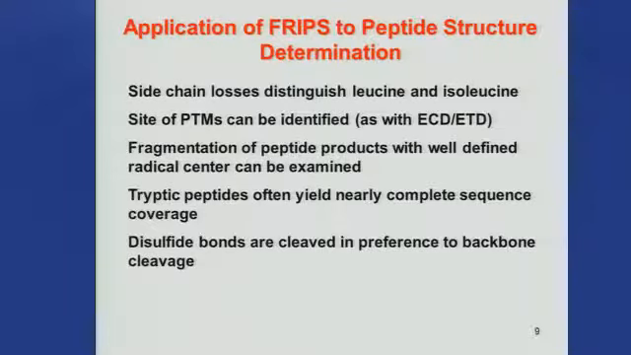Side chain losses here, you can distinguish leucine, isoleucine easily. You don't lose PTMs in that, so you can still identify phosphorylation sites, so the same efficacy that you can with ECD, ETD. You can generate peptide products that have a well-defined radical center and then examine its subsequent chemistry. And disulfide bonds are cleaved in preference to backbone cleavage. So you can actually map disulfide linkages in proteins.